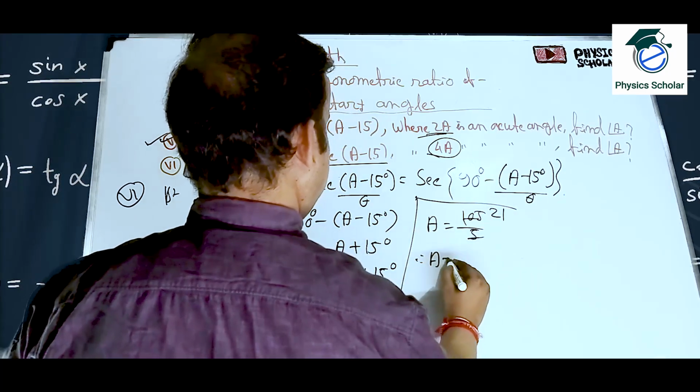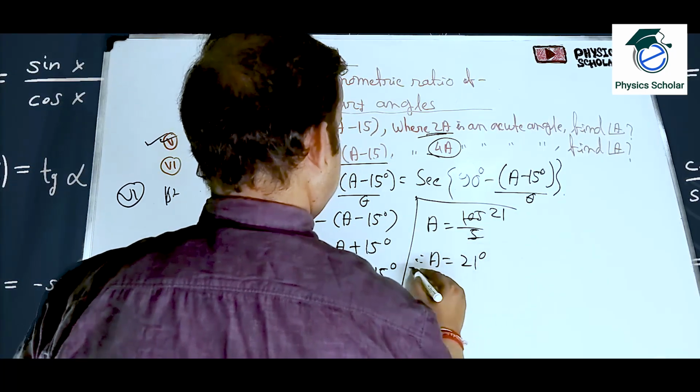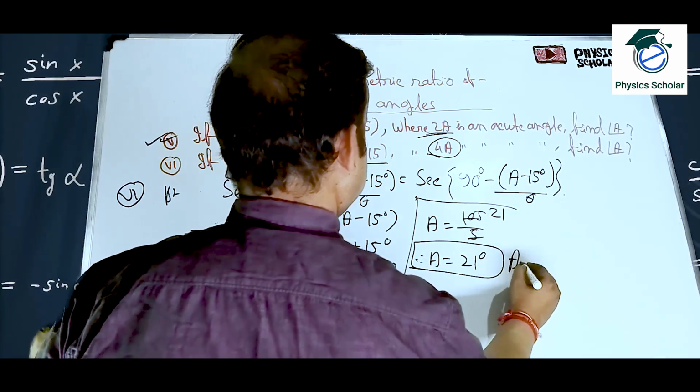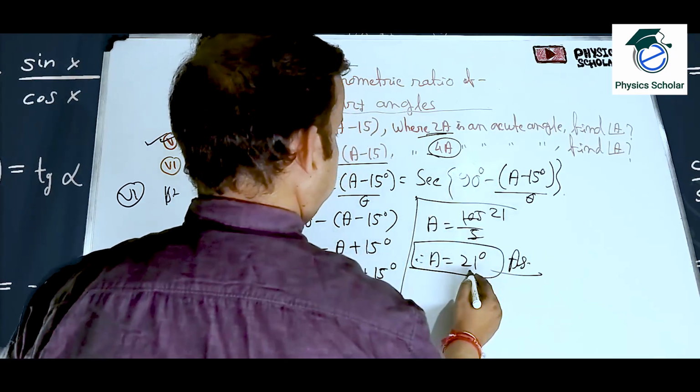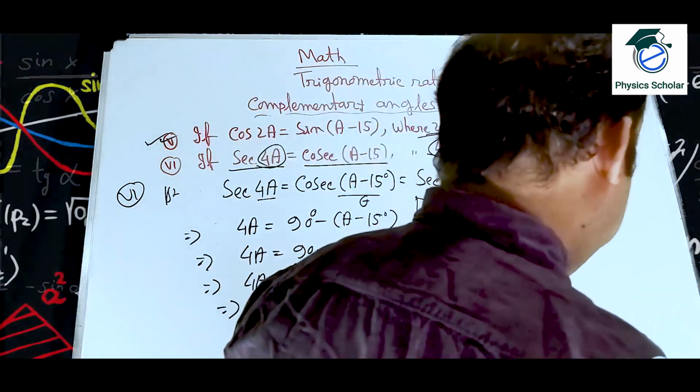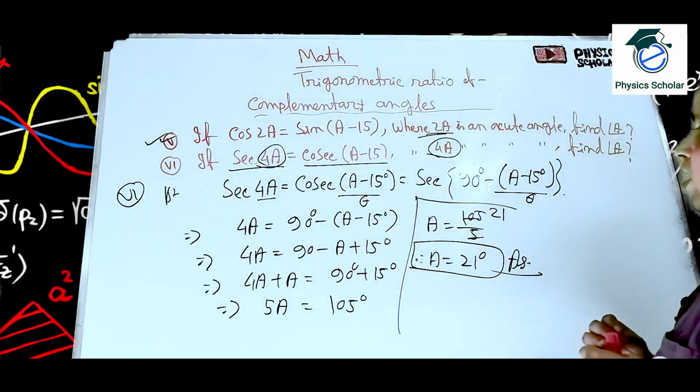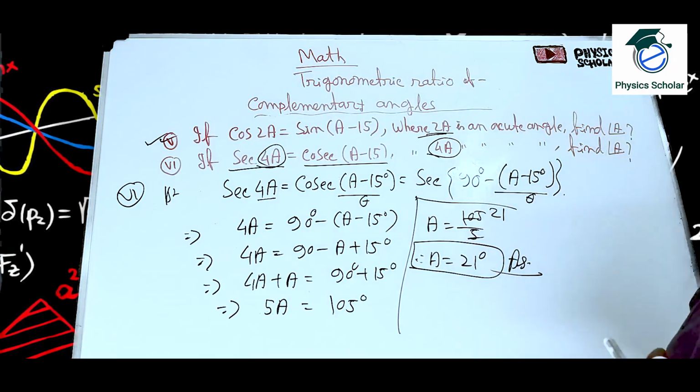That means A is equal to 21 degrees. So this will be your answer. So see, 4A means what? 4 into 21 means what? 84 degrees, which is also an acute angle. So this condition is also verified.